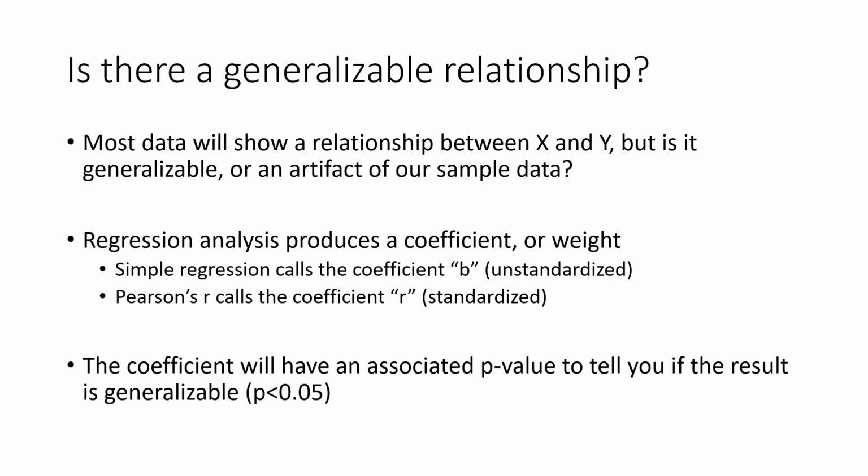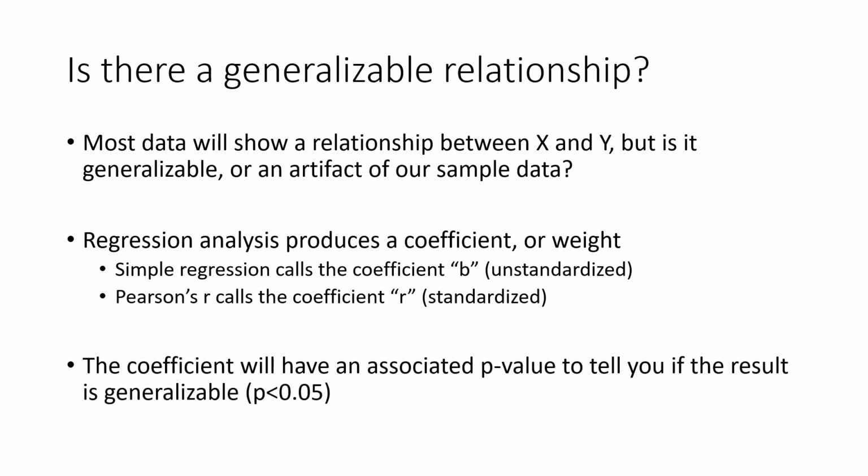So the key question is: is the relationship between X and Y generalizable, or is it simply an artifact of our sample data? Now, what we do when we do regression analysis is we produce a coefficient, or sometimes this is referred to as a weight. This coefficient is a number that says something about the nature of the relationship between X and Y. In simple regression, the coefficient or the weight that we use is referred to as b. That's a lowercase b. And this is an unstandardized weight, an unstandardized coefficient, meaning it has no limited scale. It can go up to infinity and it can go down to infinity on the negative side.